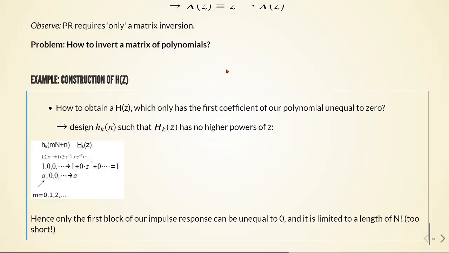So one example for the construction of H of z, so how to obtain an H of z which only has the first coefficient of our polynomial unequal to 0. So we will design our impulse response h_k such that H_k of z has no higher powers of z. Hence, only the first block of our impulse response can be unequal to 0 and is limited to a length of n.